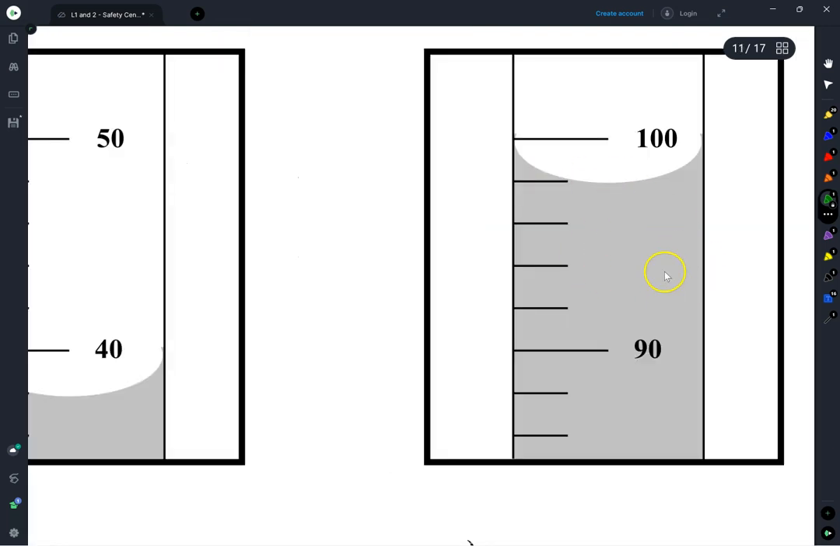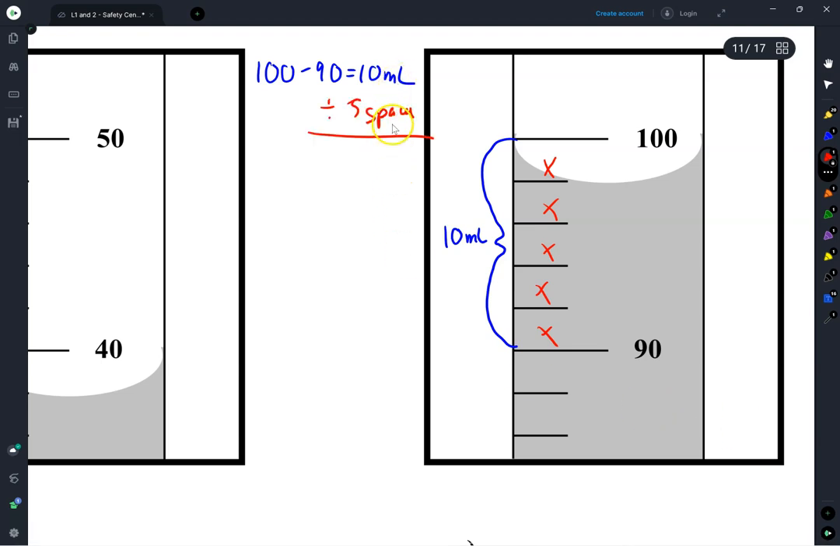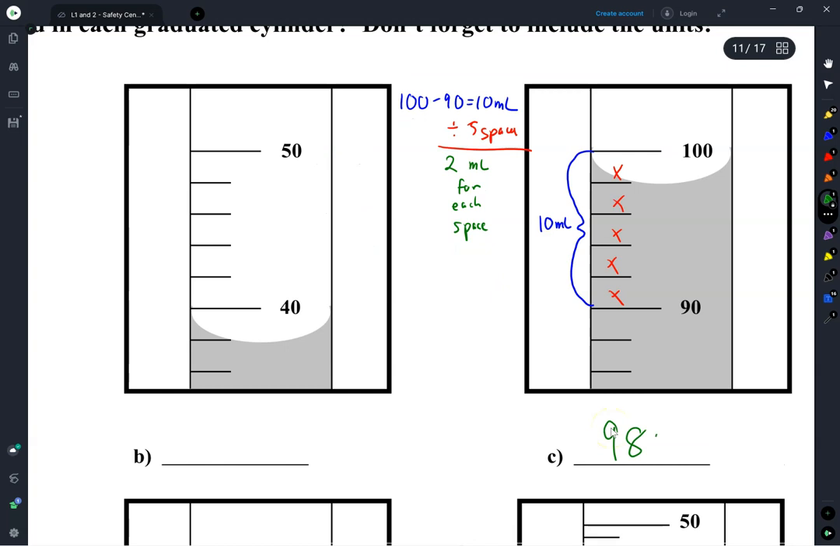Let's try another example. I see two numbers, 100 and 90, so I'm going to subtract them. This tells me that there is a gap of 10 milliliters between the 100 and the 90. And because there are 1, 2, 3, 4, 5 spaces between them, I can divide the 10 mils by the 5 spaces. I can tell that each space is worth 2 milliliters. So if this is 90, 92, 94, 96, 98 milliliters. So this graduated cylinder has a volume of 98 milliliters.